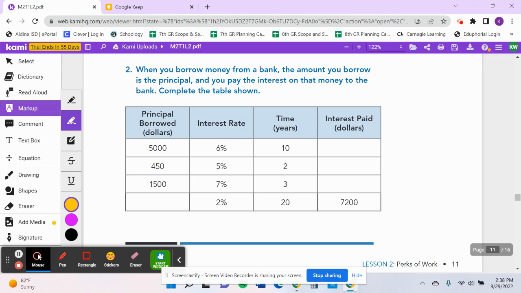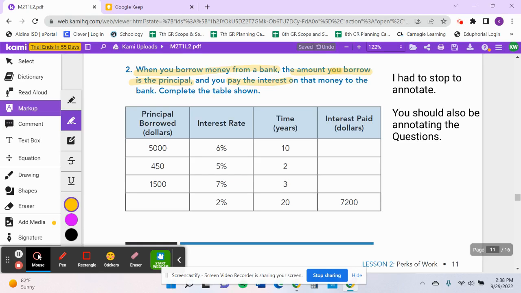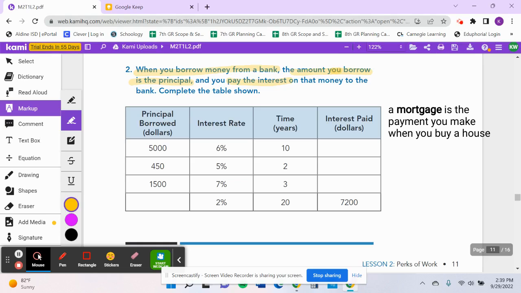Question number 2 reads, when you borrow money from a bank, the amount you borrow is the principal, and you pay the interest on that money to the bank. In real life, you would see this when you are borrowing money from a bank, say for a mortgage or a car loan or even a credit card.